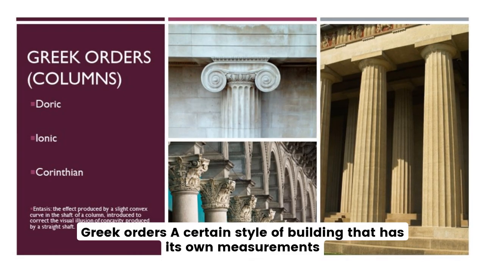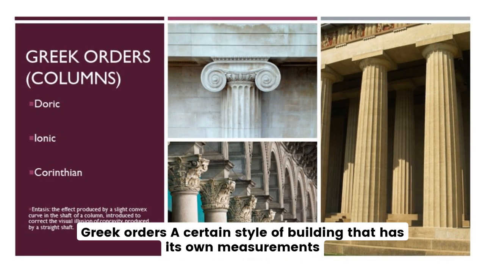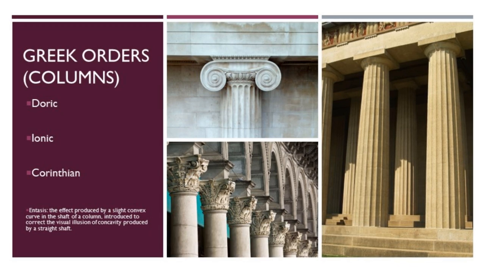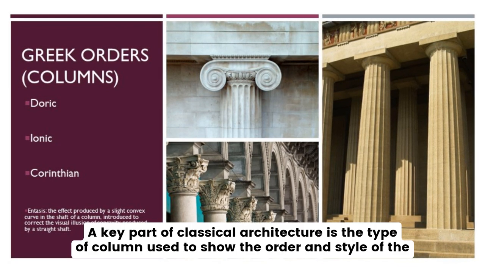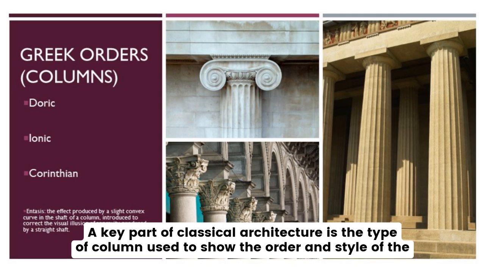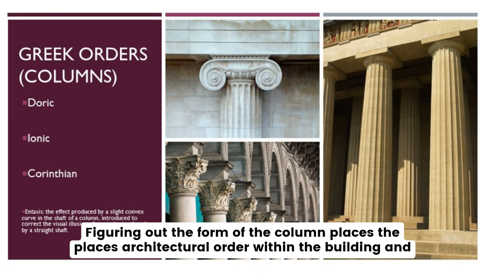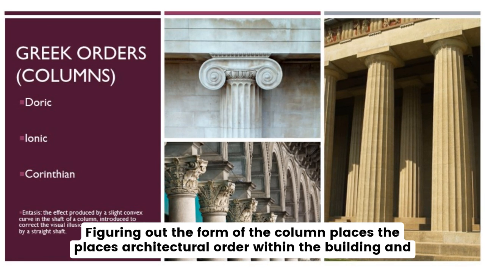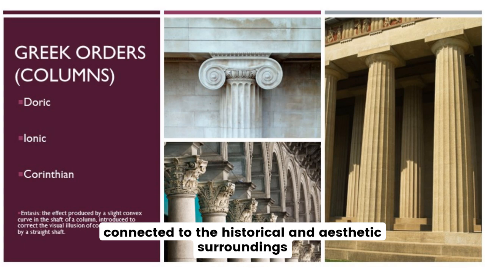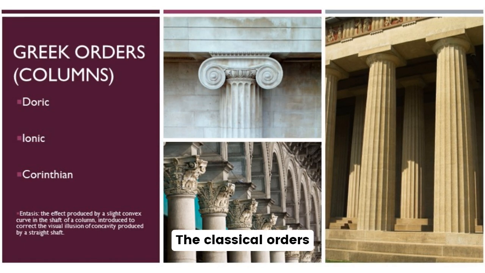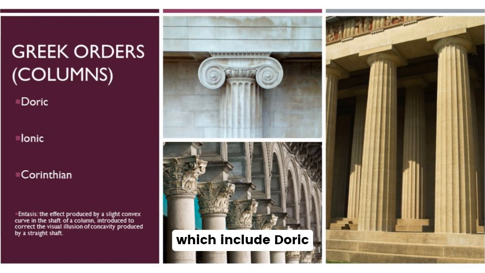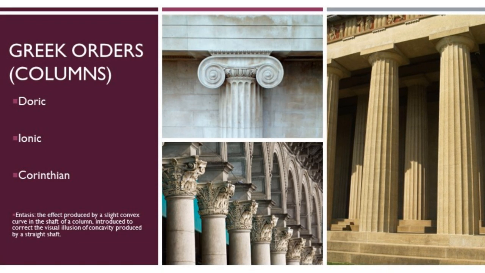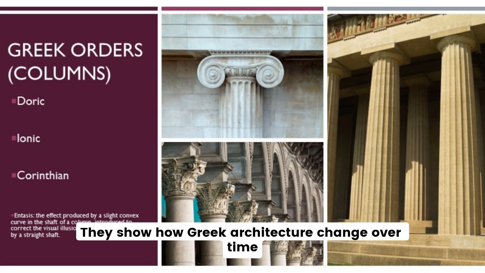Greek orders. A certain style of building that has its own measurements, profiles, and decorative details is called an architectural order. A key part of classical architecture is the type of column used to show the order and style of the building as a whole. Figuring out the form of the column places the architectural order within the building and connects it to the historical and aesthetic surroundings. The classical orders, which include Doric, Ionic, and Corinthian, are more than just styles. They show how Greek architecture changed over time.